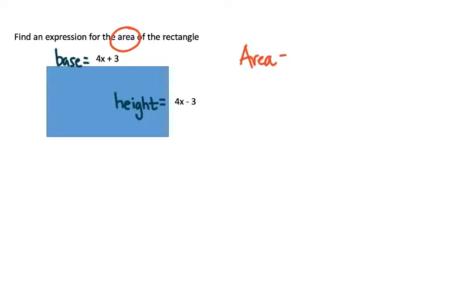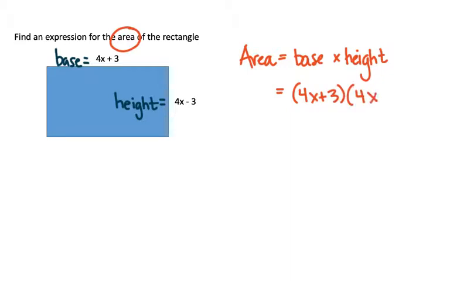Remember, the area of a rectangle is base times height. Okay, so now we will replace the binomial expression for the base, 4x plus 3, and the binomial expression for the height, which is 4x minus 3. We can simplify this expression using the FOIL method.